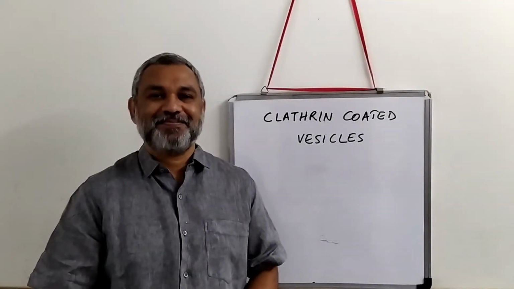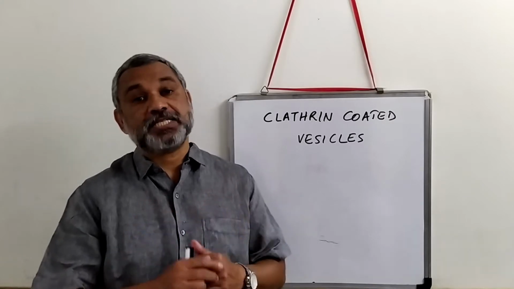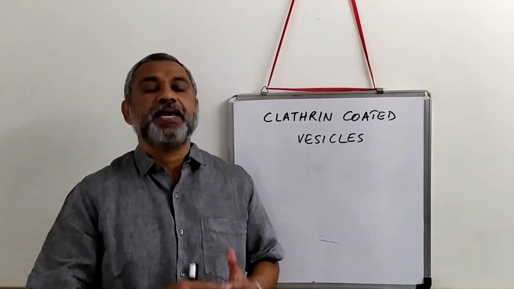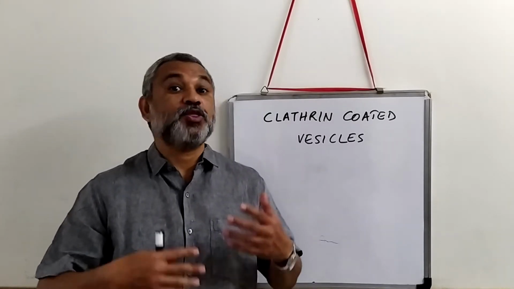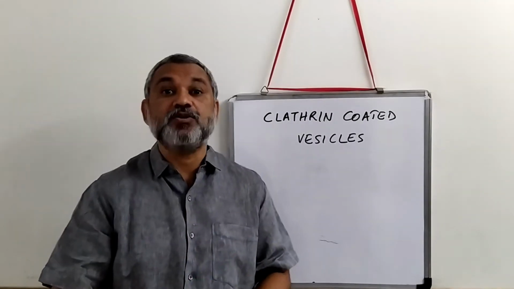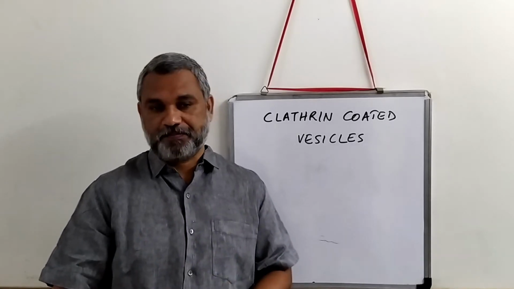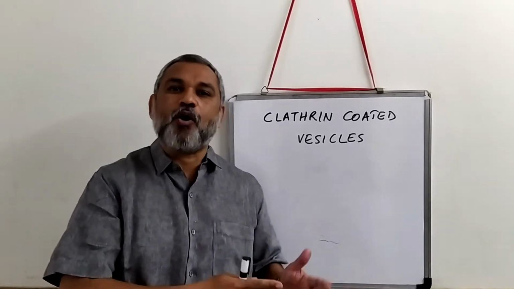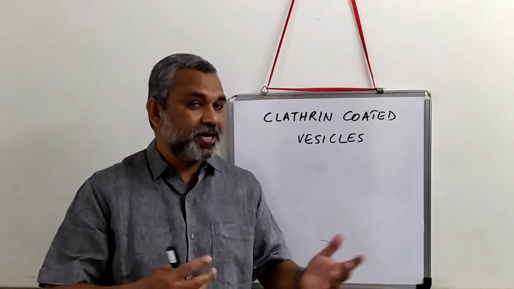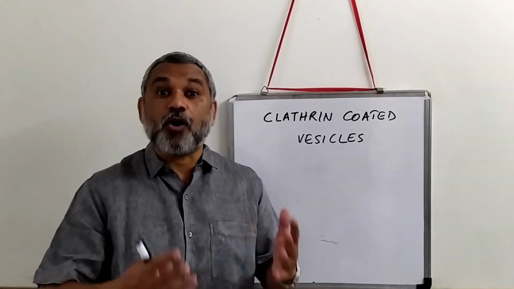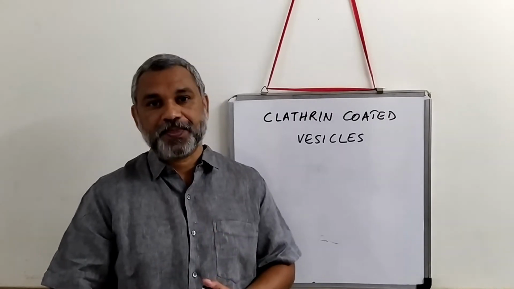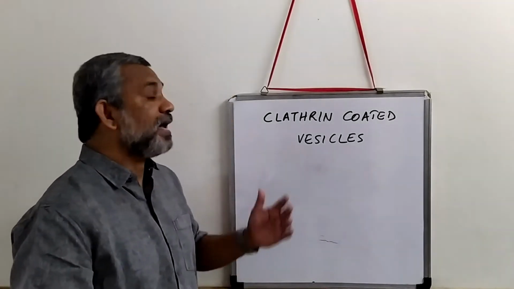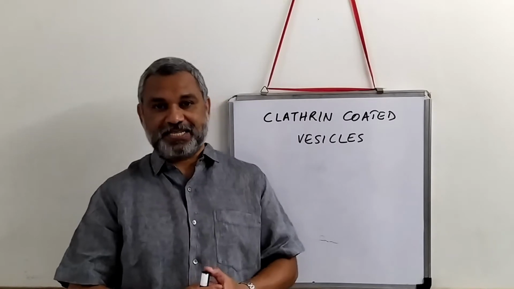I am Sebastian. When we were discussing intracellular trafficking, we saw that there are three ways by which intracellular trafficking is carried out. One is COP1 mediated, which is retrograde. Second is COP2 mediated vesicles, which is anterograde. Now the third one is clathrin coated vesicles.